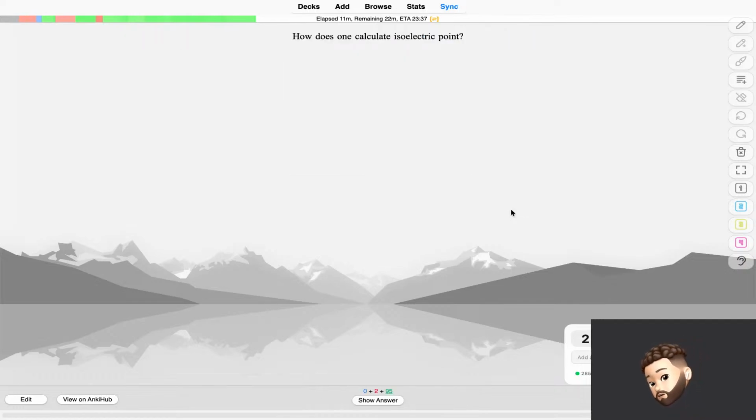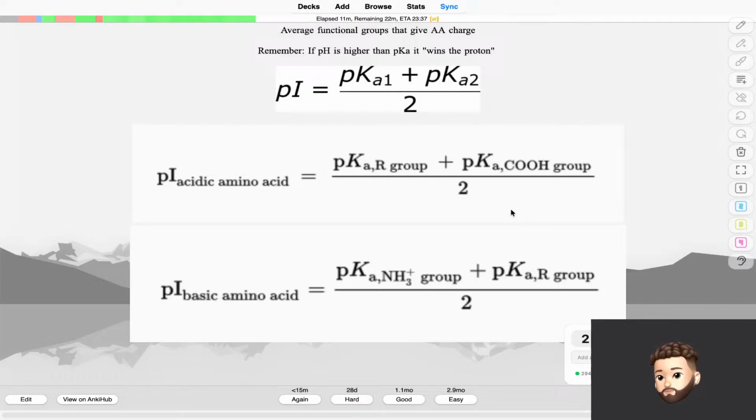How does one calculate isoelectric point? Didn't I just do this? Oh, that was before. So it didn't even change any. It didn't really change much. If this was the normal one, it didn't change a lot. It just put it further. Maybe I should change it back then.